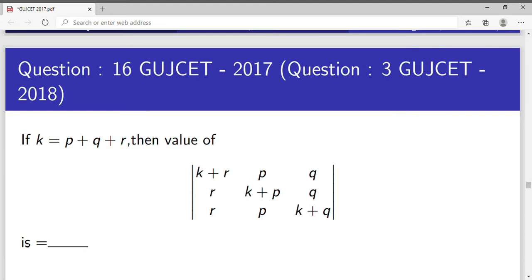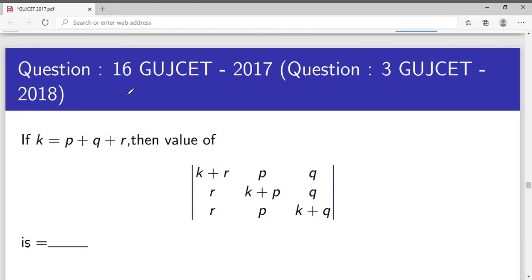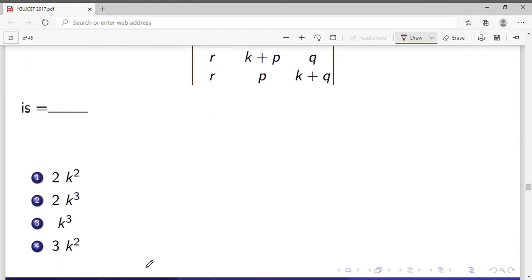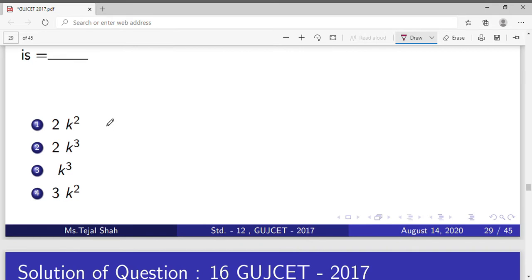Question number 16, Gujket 2017. The same question is asked in Gujket 2018 paper also. If k equal to p plus q plus r, then the value of the determinant k plus r, p, q, r, k plus p, q, r, p, k plus q is blank. Four options are: first is 2k square, second is 2k raised to 3, third is k raised to 3 and fourth option is 3k square.